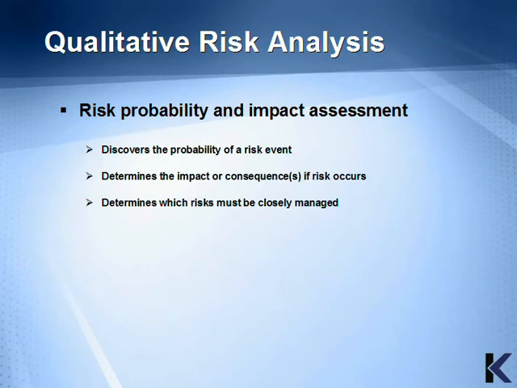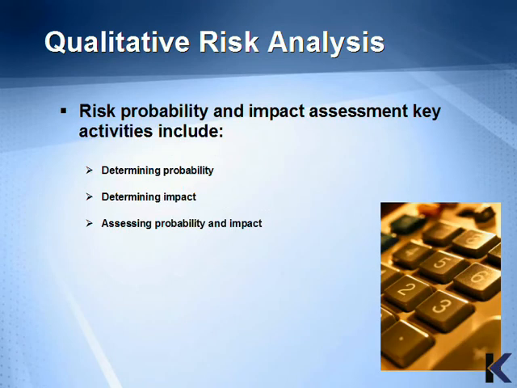The project manager uses the risk probability and impact assessment to discover the probability of a risk event and to also determine the impact or consequences if a risk occurs. This helps to determine which risks must be closely managed. Just to summarize the steps, the risk probability and impact assessment key activities include determining probability, determining impact, and assessing probability and impact.